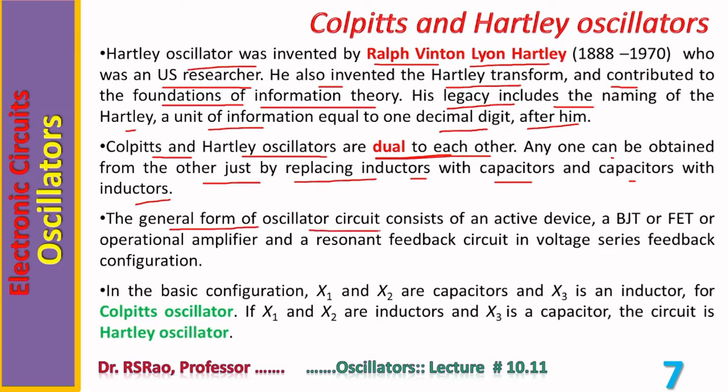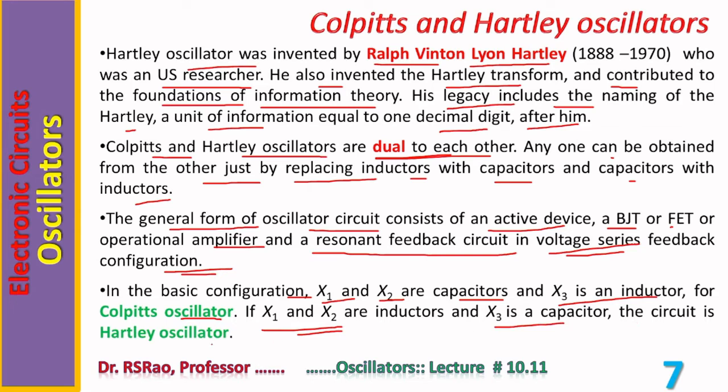The general form of an oscillator circuit consists of an active device, a BJT or FET or op-amp, and a resonant feedback circuit in voltage series feedback configuration. In the basic configuration, x1 and x2 are capacitors and x3 is an inductor for the Colpitts oscillator, as already mentioned. x1 and x2 are inductors and x3 is a capacitor in the case of the Hartley oscillator. Before going further, remember that it is voltage series feedback that is implemented in Hartley or Colpitts.